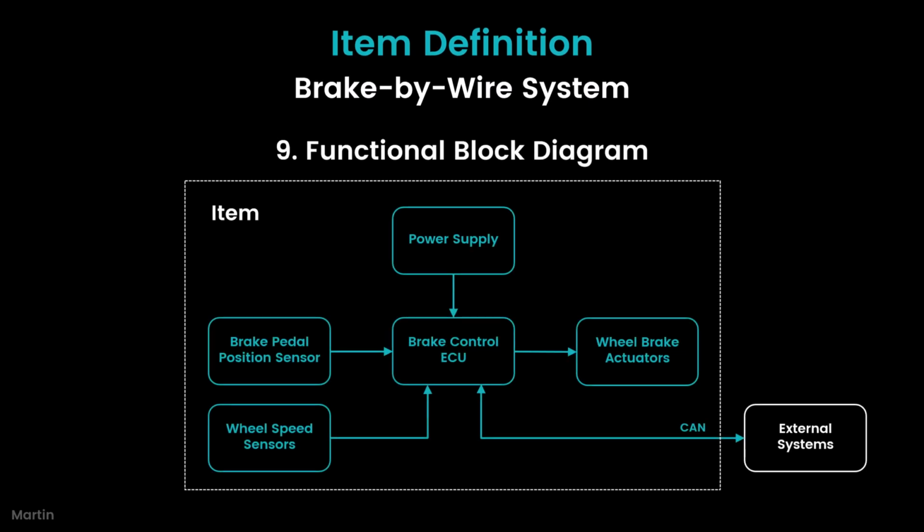The ninth section of an item definition is the functional block diagram. This section provides a visual representation of the item's main functions and their interactions. It illustrates how inputs are processed, how outputs are generated, and how different functional elements within the item relate to one another. A functional block diagram helps convey the system's structure at a high level, supports clear communication among stakeholders, and serves as a reference for both design and safety analysis activities.